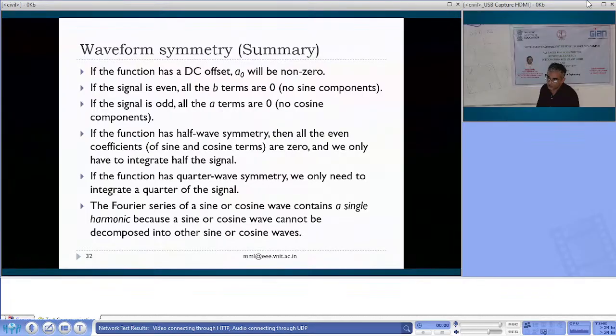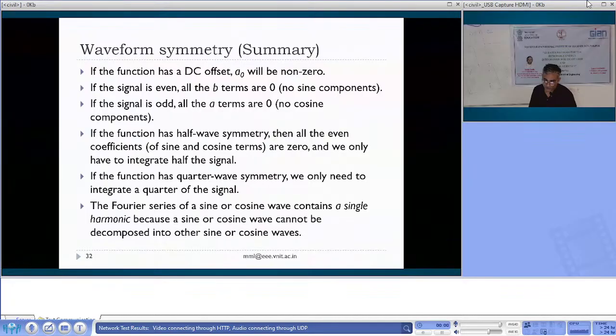So even coefficients are zero, which means even harmonics are zero. So 2, 4, multiples of 2 are zero. If you maintain the half wave symmetry, the even harmonic content will automatically be reduced. So we don't have to care about the even harmonics. What we care about are the odd harmonics, 3, 5, 7. Then if the function has quarter wave symmetry, we only need to integrate a quarter of the signal.